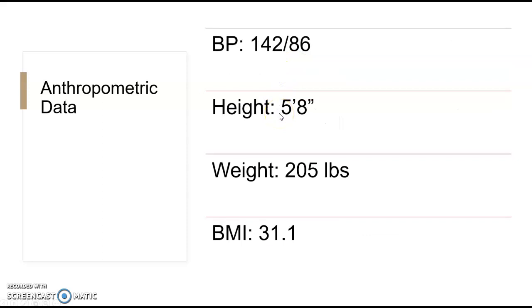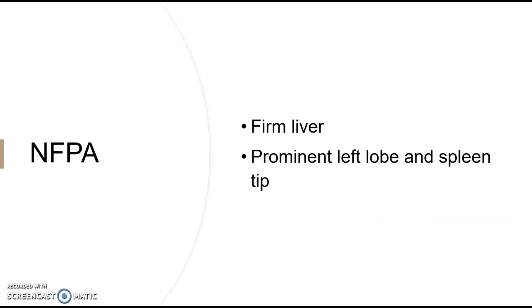For the anthropometric data, his blood pressure is slightly elevated at 142 over 86. His height is 5 foot 8. His weight is 205 pounds, and his BMI is 31.1, so he is class 1 obese. For his nutrition focused physical assessment, it was found that he does have a firm liver, and the left lobe of his liver and spleen tip is prominent.